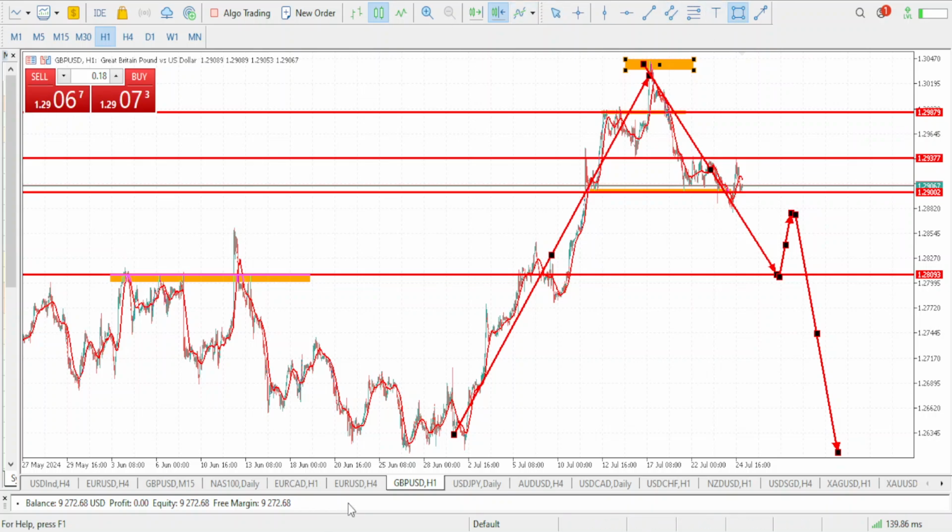So long term, we are expecting GBP USD to come to tap this level. That is for swing traders. For now, the market will be dropping.